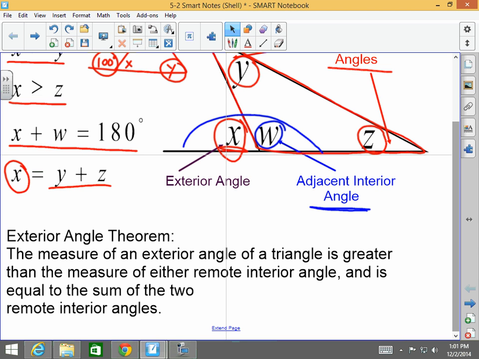So a lot of stuff going on here. You got to remember it. You got to understand it. Again, that exterior angle is greater than either of the remote interior angles, and that exterior angle is equal to the sum of the remote interior angles.